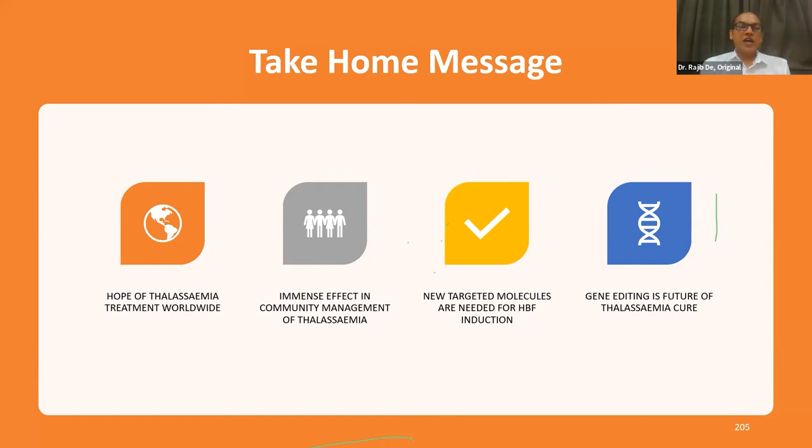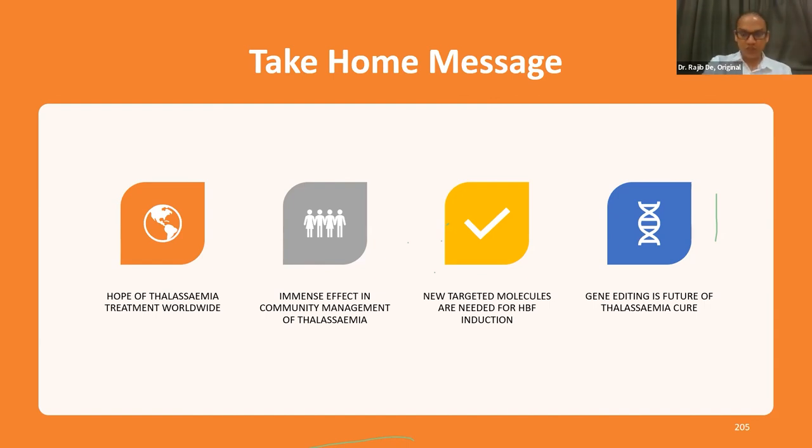Considering the current scenario, we are now going beyond the usual management of thalassemia like transfusion, chelation, and transplant as a curative method. There are a lot of novel agents and different strategies. Gene therapies are there, so there is hope for thalassemia treatment worldwide. There is immense effort in community management, because the government is taking up the thalassemia control program as a national program.